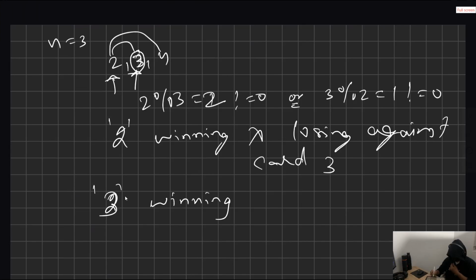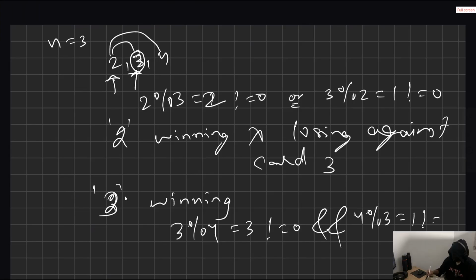When you take card 3 as winning, since we have already compared 2 and 3, 3 is winning already. Now let's compare 3 and 4. 3 modulus 4 gives 3, so it is not divisible. And 4 modulus 3 is 1, so again it is not divisible. Since 3 and 4 are not divisible by one another, the higher number card is winning, basically 4 is winning.